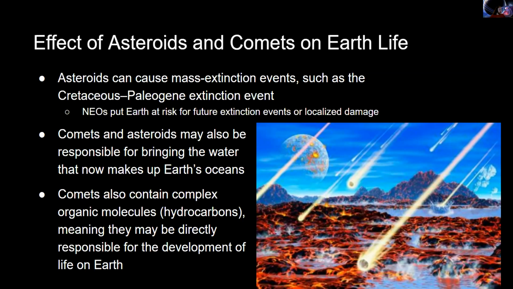And then comets, we've also found from the Rosetta probe, have a lot of hydrocarbons, which are organic molecules, things that contain hydrogen and carbon. And that's what makes up life on Earth. So we think that comets may have been the progenitors for life on Earth, bringing those complex hydrocarbons to Earth, which then could have developed into more complex microscopic life forms and eventually evolved into modern life forms.